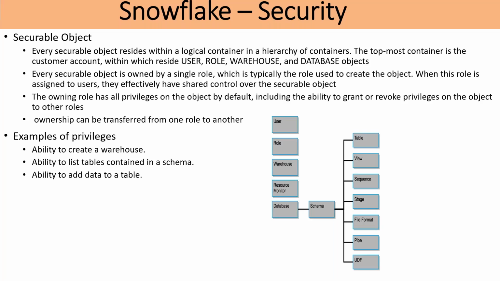So these are all the securable objects, and these are the levels. Underneath the account, you have user, role, warehouse, resource monitor, database. Underneath the database, you have schema. Underneath the schema, you have all the different objects. Securable object means an object on which you can grant privileges so that the object can be created or accessed. Got it?